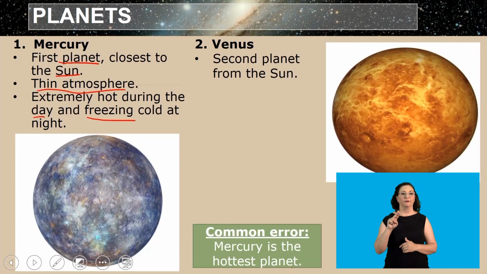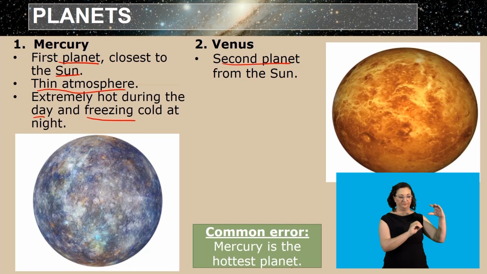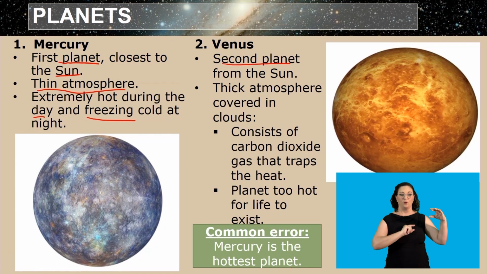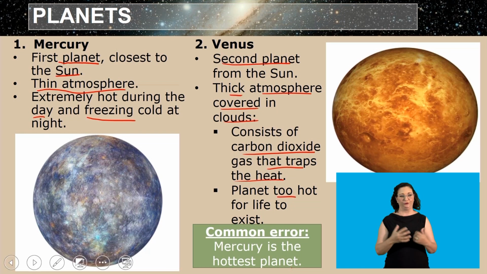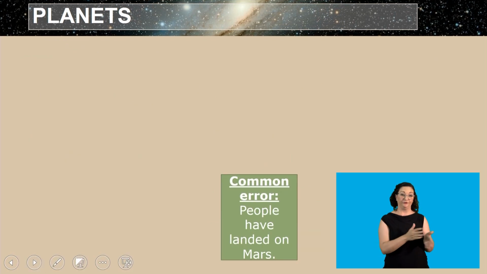Okay, so Venus, we said that it is the second planet from the sun. It has a thick atmosphere covered in clouds. It consists of carbon dioxide gas that traps heat. And the reason why Venus is the hottest planet is mainly because of that. Because its atmosphere is able to trap heat, it is the hottest planet of all the other planets. And this planet is too hot for life to exist. All right. Now we are done talking about the first and the second planet.